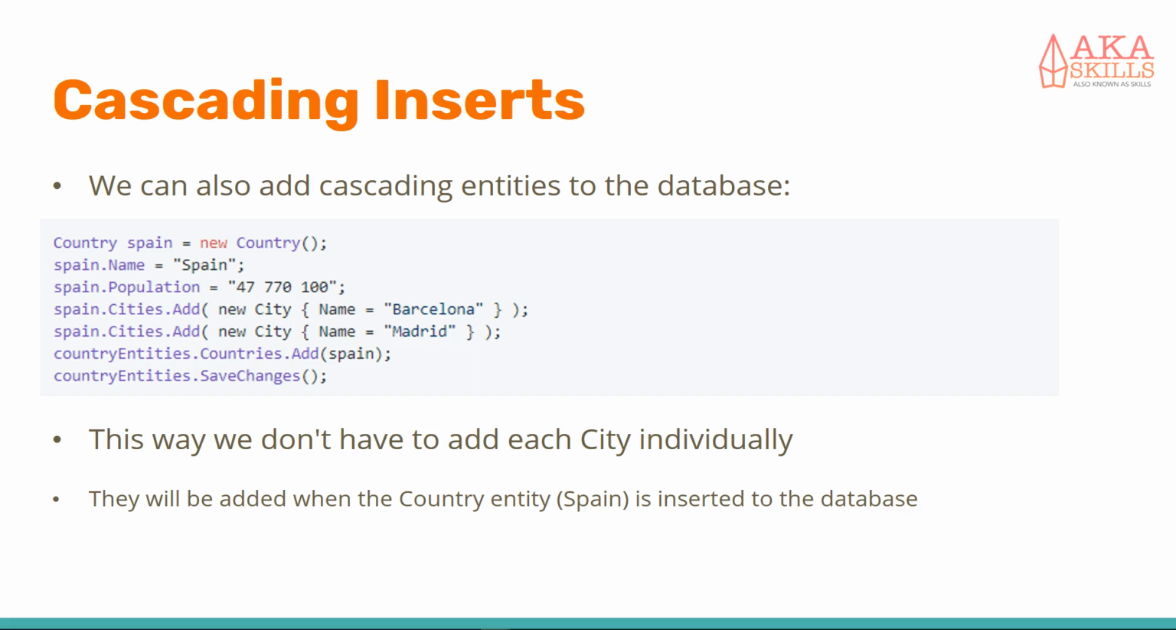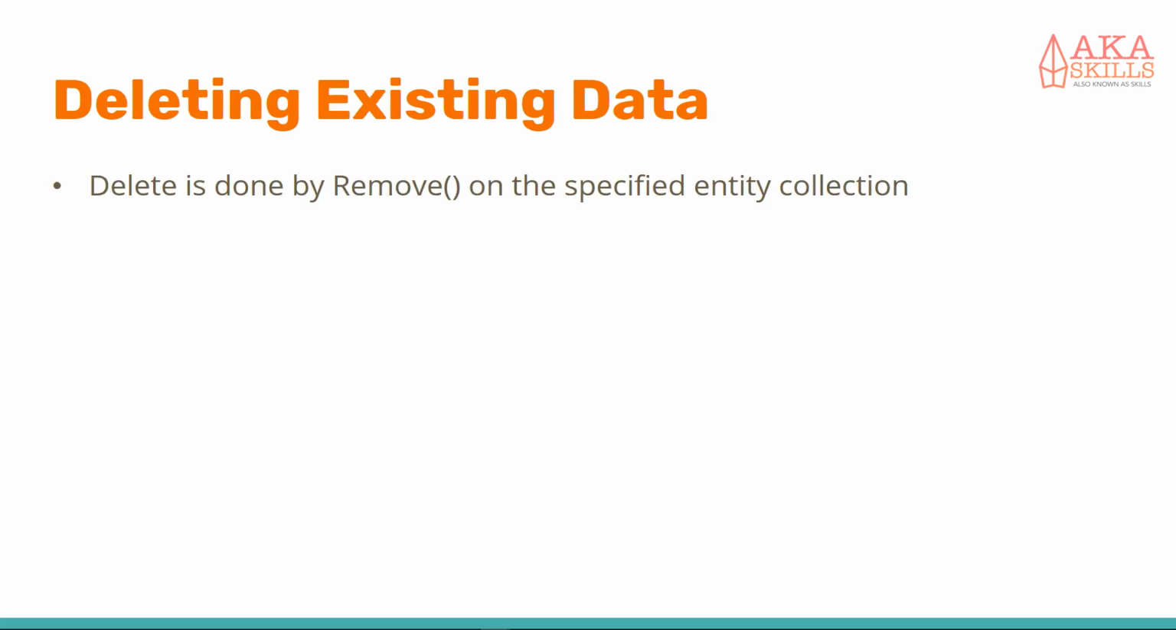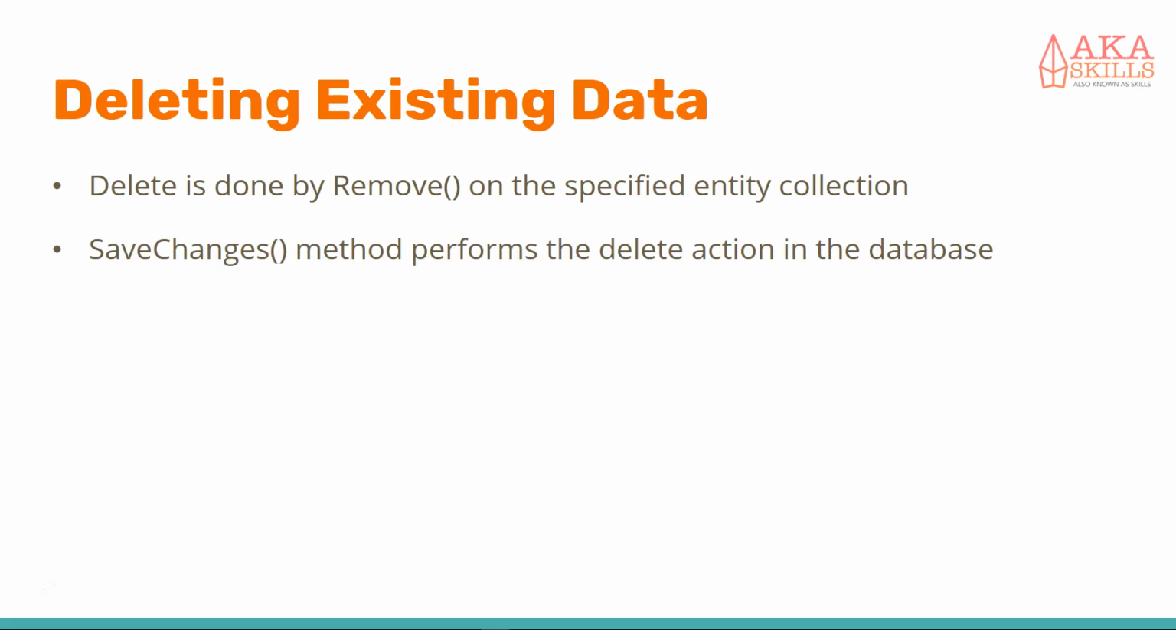Let's see now how we can delete existing data. Actually it's very easy. Delete is done by the Remove method on the specified entity collection, and the SaveChanges method performs the delete action in the database. Again, we shouldn't forget it. Whenever you create something, you update something, or you delete something, you need to have it.